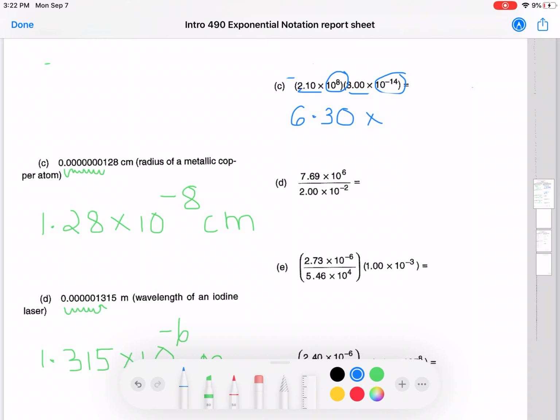6.30 times 10 to the negative 6. 8 minus 14 minus 6. So that's the answer for that. So there are 3 significant figures. It's a multiplication. Now D, 7.69.